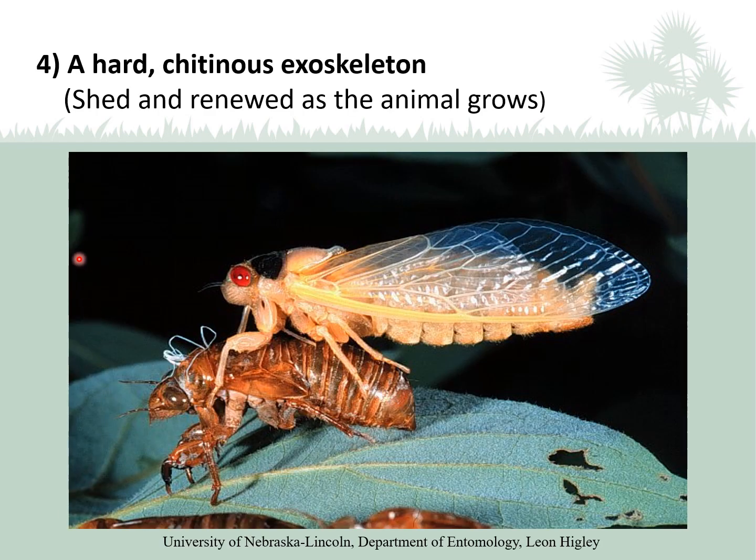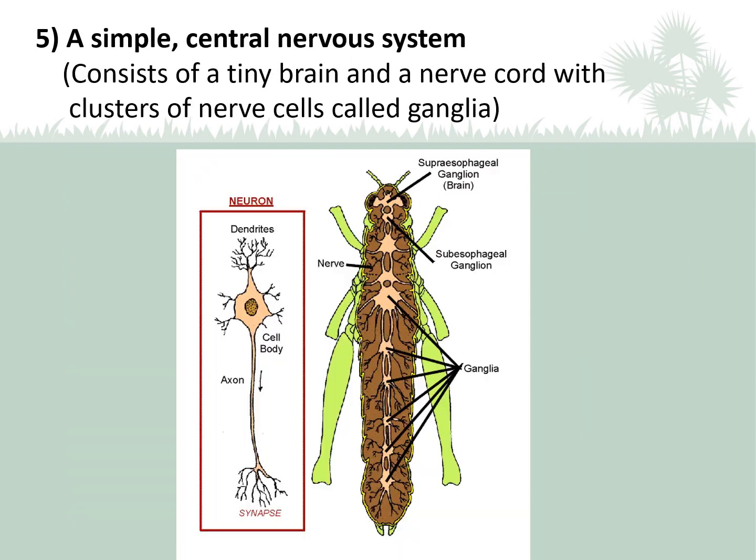Fourthly, they have a hard chitinous exoskeleton, which is shed and renewed as the animal grows. Here we see the newly molting insect coming out of its previous shell, and this shell is chitin. They have a simple central nervous system, which consists of a tiny brain and a nerve cord with clusters of nerve cells called ganglia.